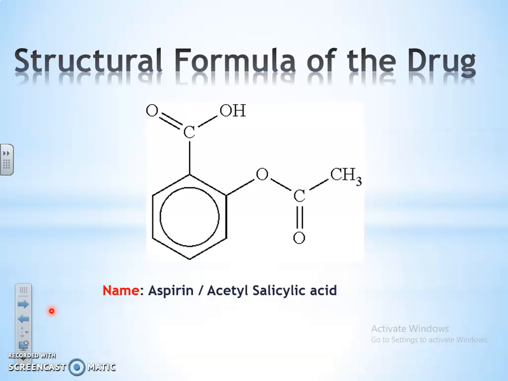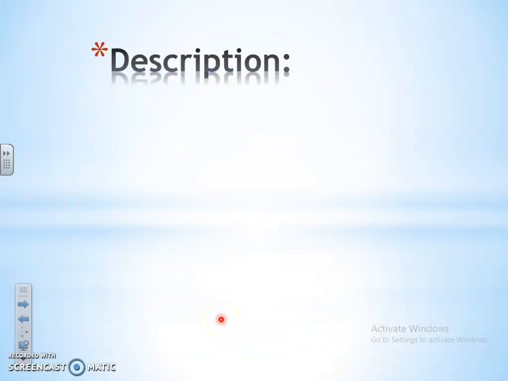As far as the name is concerned, aspirin is also called acetyl salicylic acid. Now the chemical name is orthoacetoxy benzoic acid. This is a benzoic acid, and on the ortho position there is an acetoxy group, which is present on the ortho position of benzoic acid. So we are calling it orthoacetoxy benzoic acid. Orthoacetoxy benzoic acid will be the chemical name for the given drug aspirin.